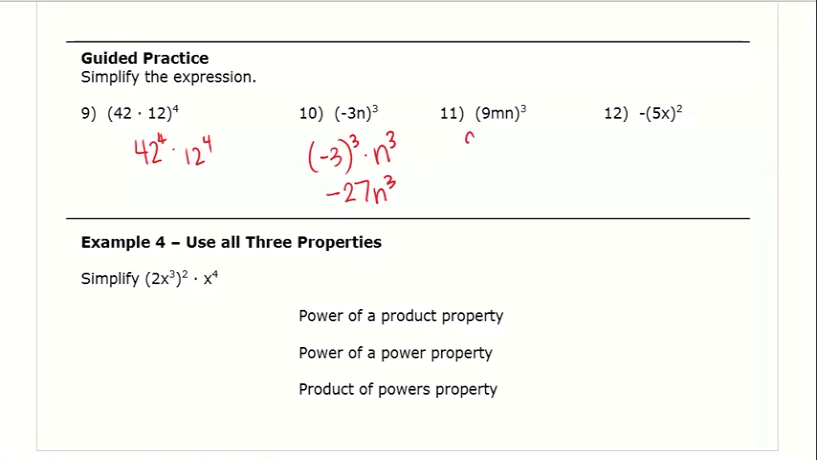Number 11 would be 9 cubed times m cubed times n cubed. 9 squared is 81, and 81 times another 9 would be 729, m cubed, n cubed. And finally, number 12, it's going to be negative 5 squared times x squared. So final answer, negative 25x squared.